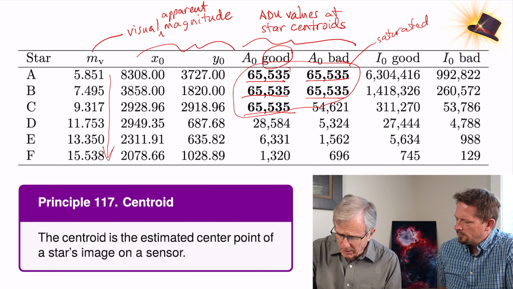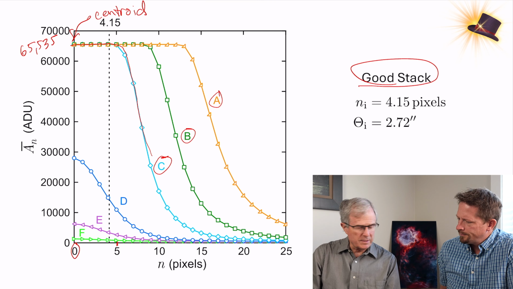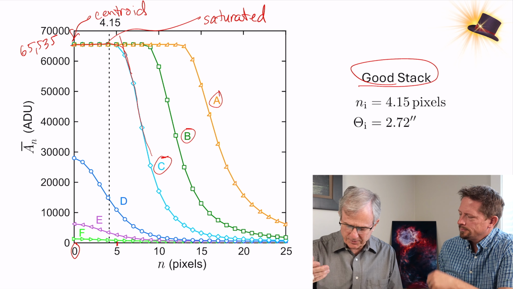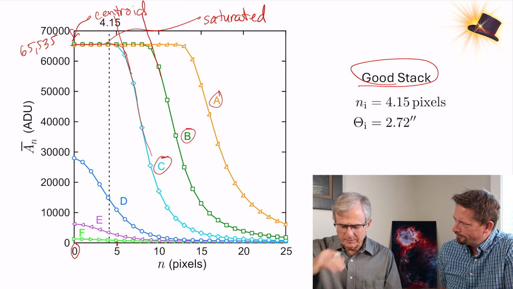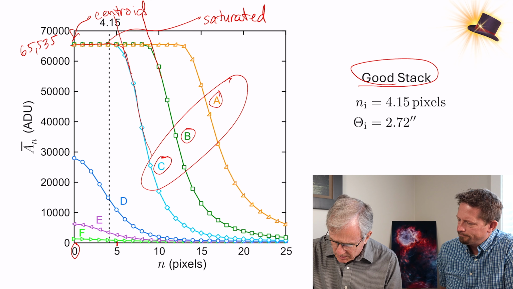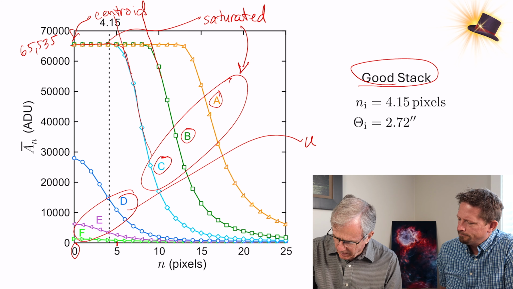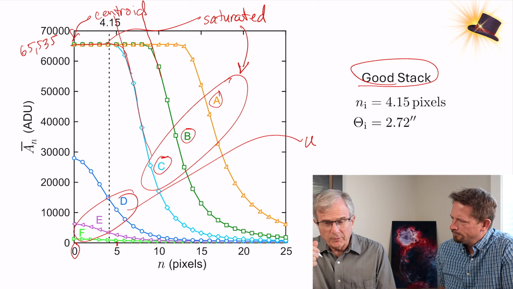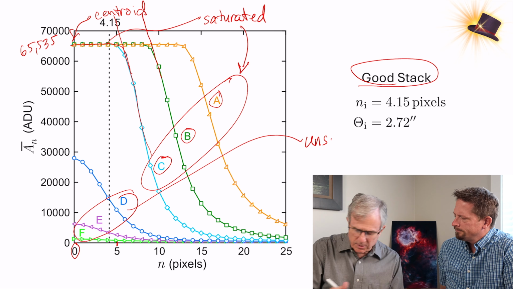So back to here, you can see in the good stack, stars A, B, and C are all saturated in the center. Had the well capacity of our sensor been higher than 50,000, then A, B, and C would have continued on up and reached their peak up there. Now D, E, and F are not saturated. So A, B, and C are saturated, and D, E, and F are unsaturated. And when we use the word unsaturated, that's what we mean about full width at half max. It's going to be the same for all unsaturated stars in an image.